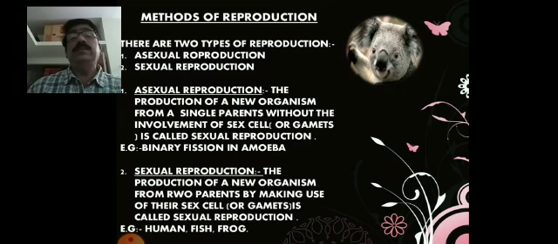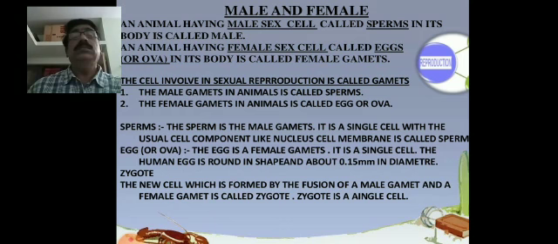Say, for example, binary fission in amoeba, and the reproduction of yeast, which we call budding, are asexual reproduction. Now, as far as sexual reproduction is concerned, it requires the production of an organism from two parents making use of their sex cells. So, for example, human being, fish, frog, and so on.